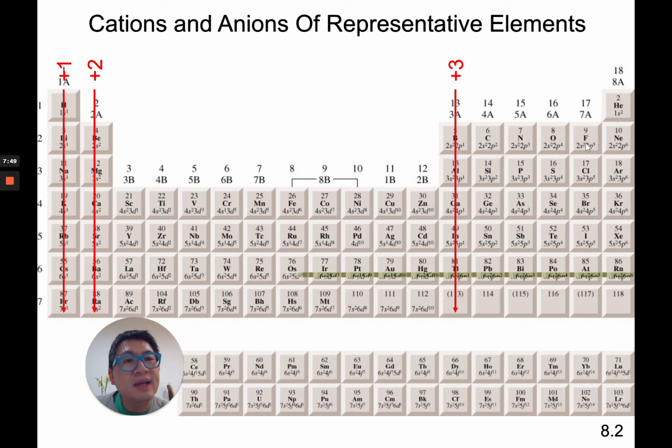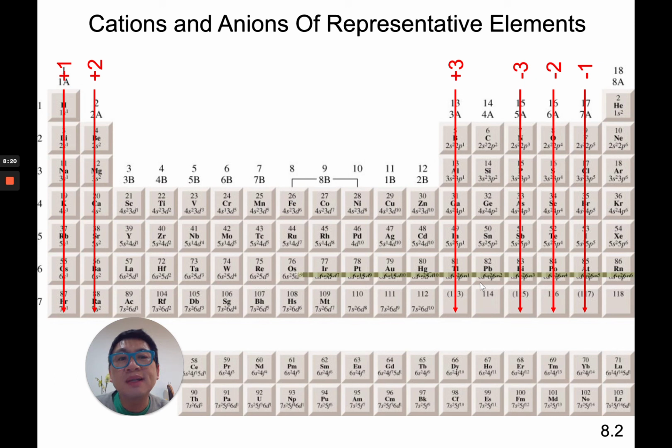Halogens, on the other hand, end in p5: 2p5, 3p5, 4p5, 5p5. It would like to gain 1 more electron, so it'll be like 2p6, 3p6, 4p6. If it gains electrons, these halogens in general are -1. Oxygen group, over here, these in general are -2. Nitrogen group, or group 15, these in general are -3. The carbon group, now this is going to be +4, -4. This can go either way, so there's nothing specific about this.